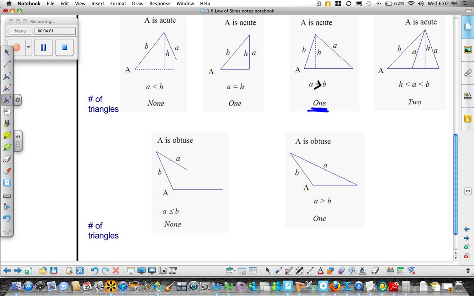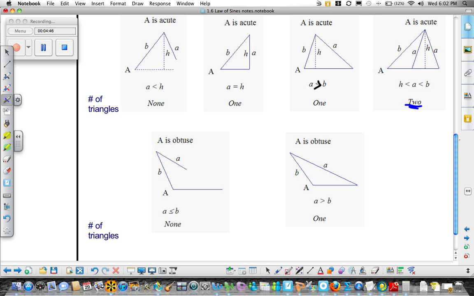Now here's the one that's very, very tricky. Once you find that height, if it turns out that side A is bigger than the height, but it's less than side B, there's actually 2 different triangles that could be created using those side lengths. And so let me highlight those 2 triangles here. So remember, we know angle A, we know side B, and we know side A.